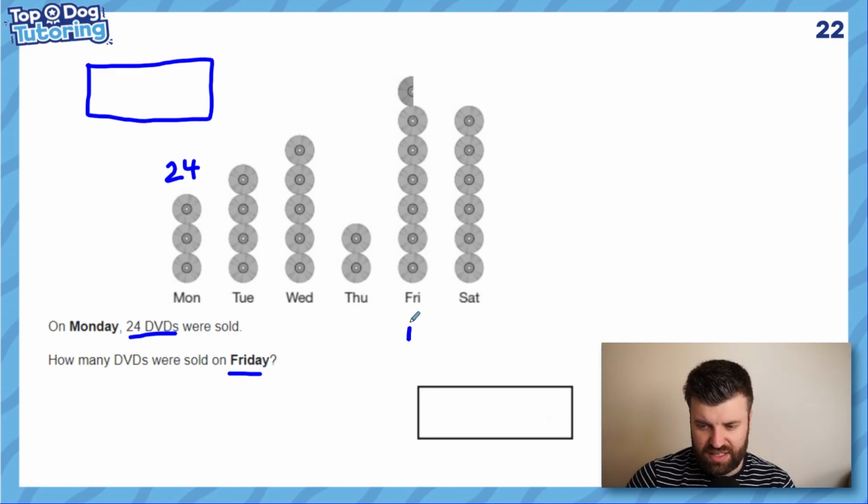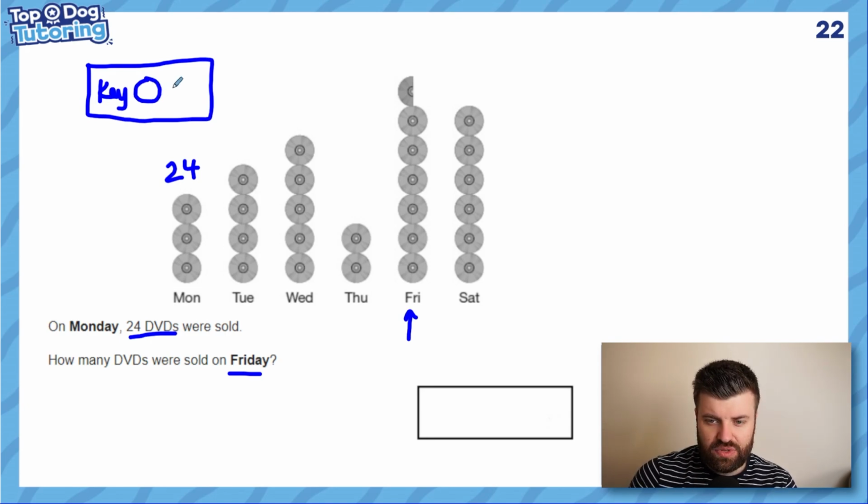Well, usually to answer this question, we have to use a key. That's what's missing here. There's usually a key when it comes to pictograms. And it might say one picture, in this case it's a record, is equal to a certain amount of sales. Now we don't know the answer to this because this question has gone to the next level and it wants you to work out the key yourself. How can you do that?